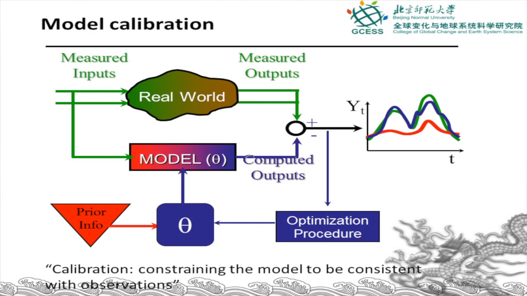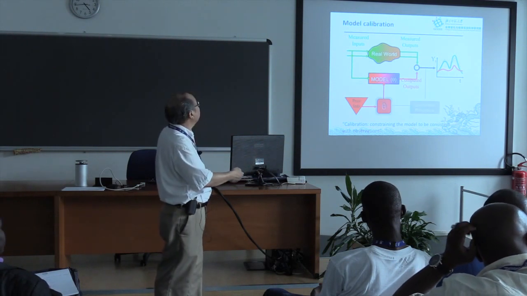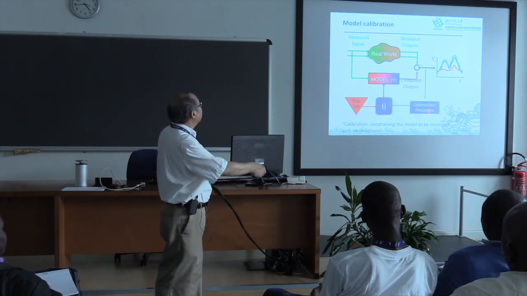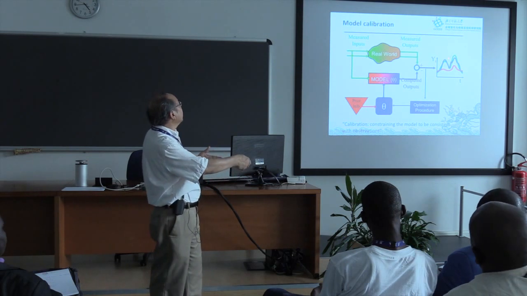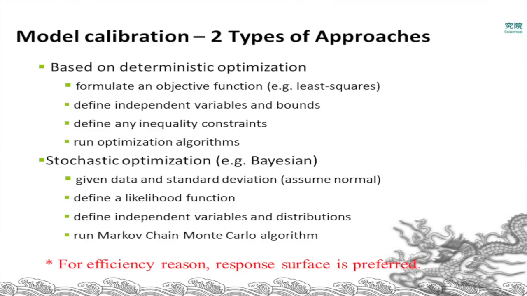The idea is this. If you have a real system and you use a model with some a priori parameters, it's not a good representation of the real process. Then you tune the model parameters through some kind of optimization algorithm, and you get a better fit. That's the idea.